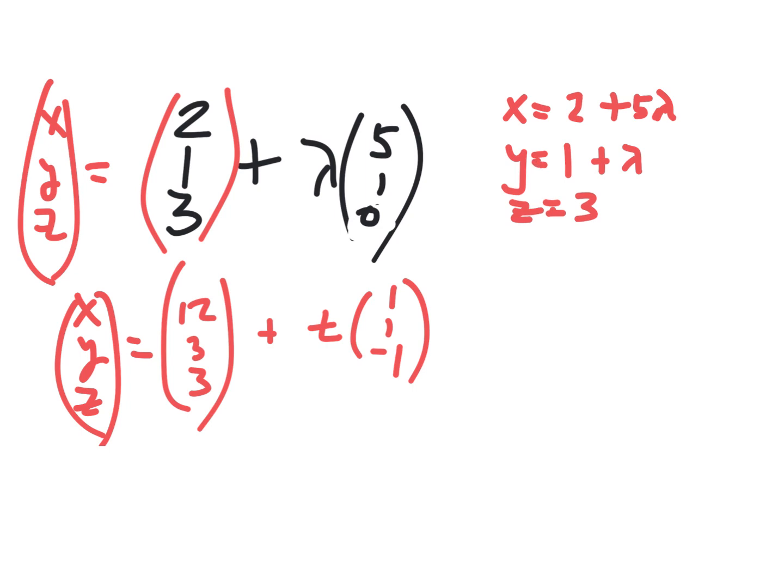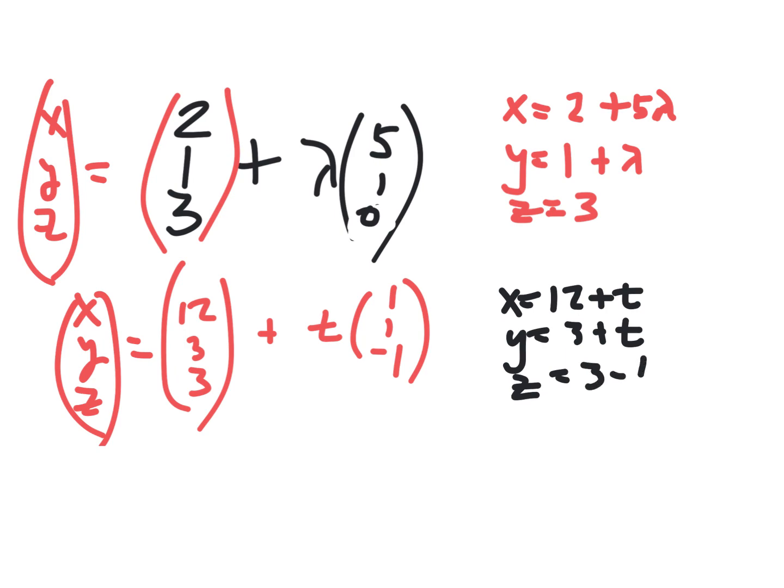All right, for these little equations, I have x equals 12 plus t, y equals 3 plus t, and z equals 3 minus t. Could I say 3 plus negative t? Yeah, that would be the same thing.